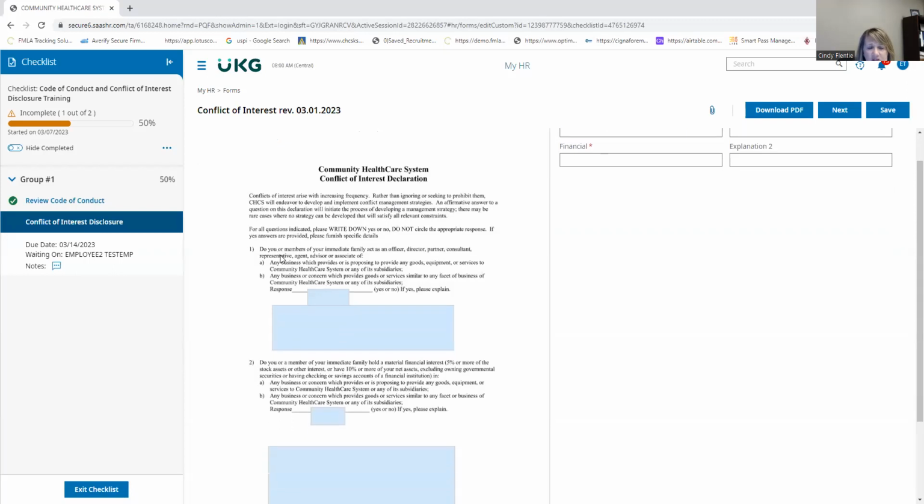We want you to go ahead and read this first statement up here and the instructions. The first question is asking: do you or a member of your immediate family act as an officer, director, partner, consultant, representative, agent, advisor, or associate of any business that provides goods to us? The reason that could be a problem is it could look like we are not being fair in the market where we're purchasing supplies, if I have a relative that works for a company that we get supplies from. So it's things like that.